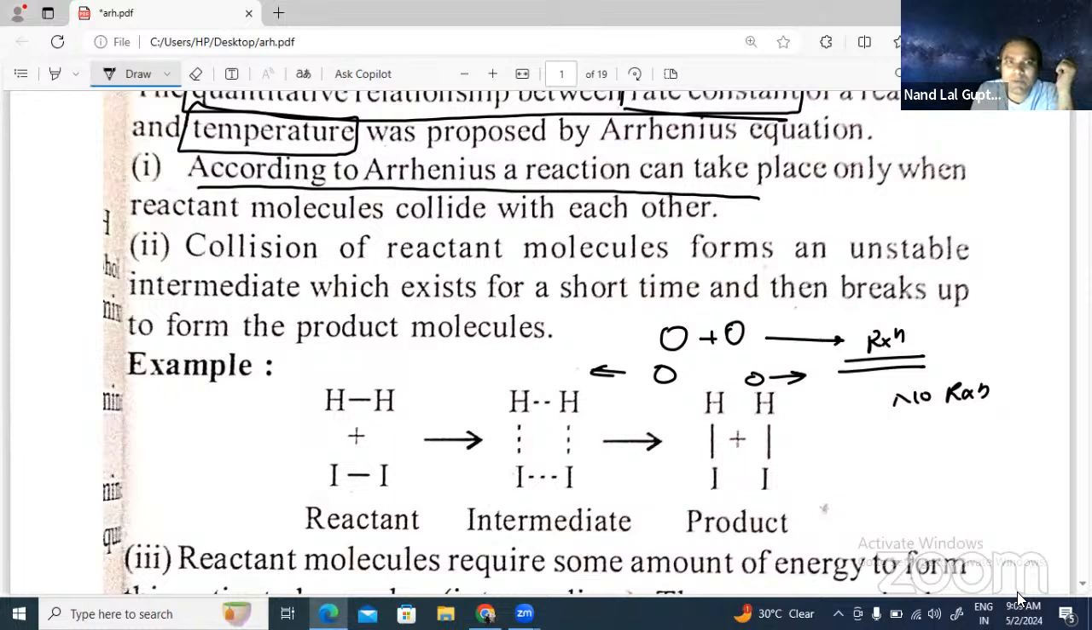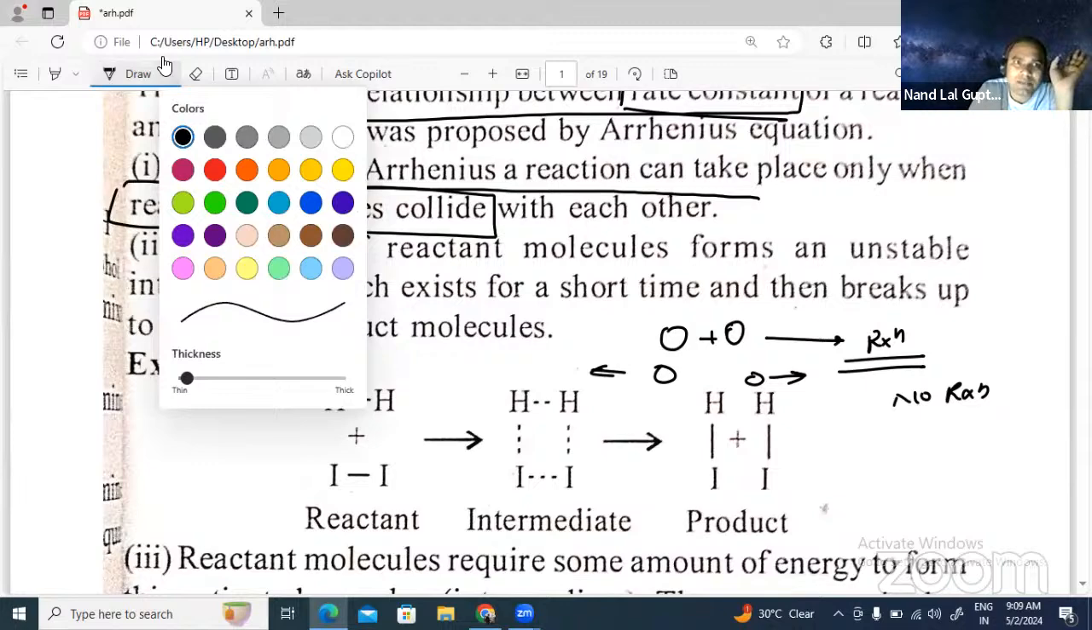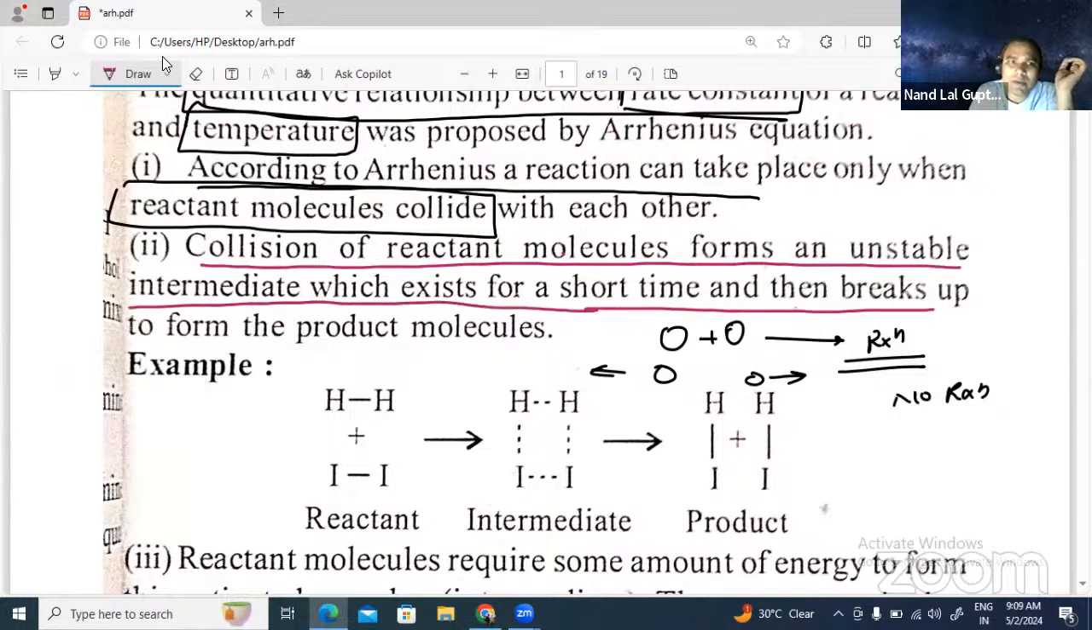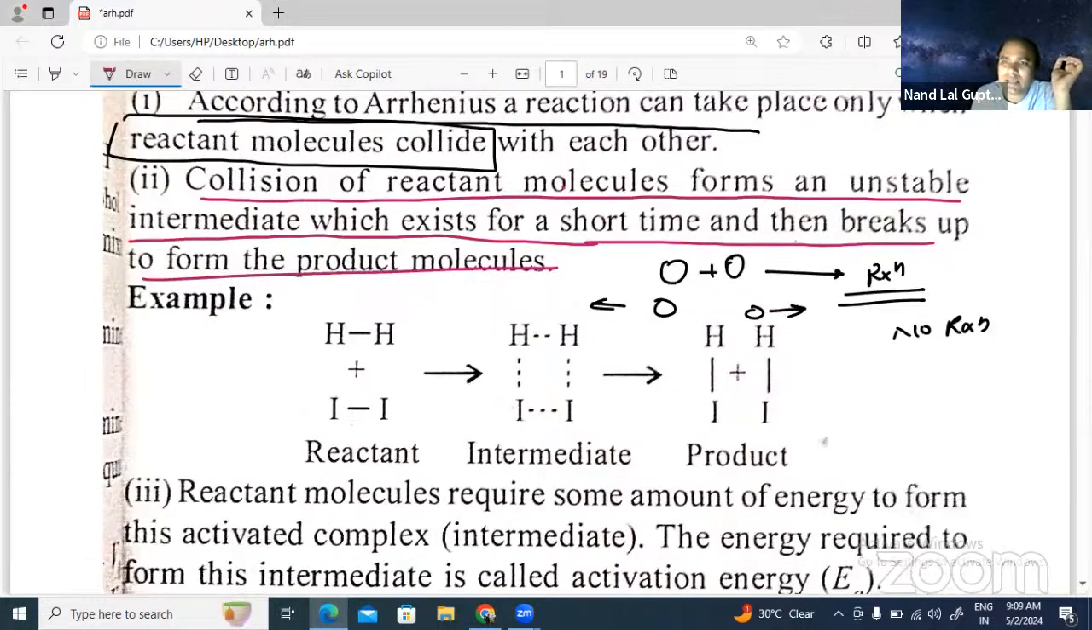Now they see the point number, the first point we have already done. Arrhenius: a reaction can take place only when reactant molecules collide. If reactant molecules collide with each other, then the chemical reaction takes place. This is the first point. What is the second point he is saying? The collision of reactant molecules forms an unstable intermediate which exists for a short time and breaks up to form the product. So when the collision takes place, firstly they form the intermediate, called an unstable intermediate, and the lifetime of that intermediate is very small.